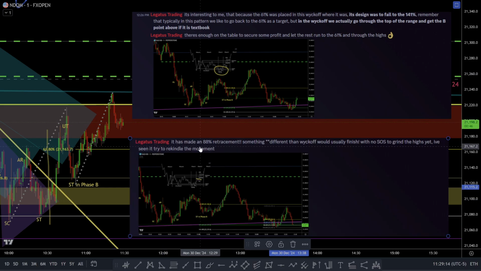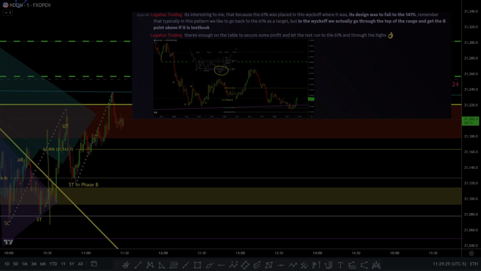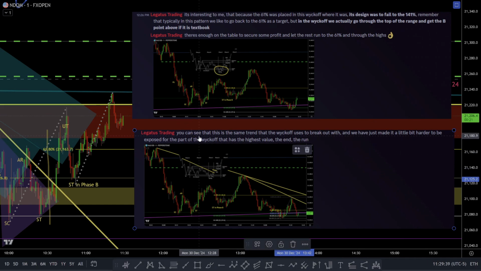And then, this is an interesting one because it's not supposed to do this in the schematic, but it made an 88% retracement, something different. The Wyckoff would usually finish with an SOS to grind the highs, yet I've seen it try to rekindle the movement. Then in the next picture, you can see that this is the same kind of trend that the Wyckoff uses to break out with, and we've just made it a little bit harder to be exposed to the part of the Wyckoff that has the highest value, the end, the run.